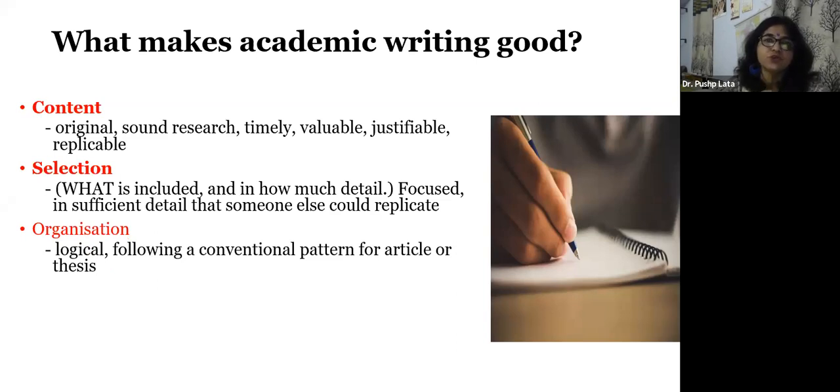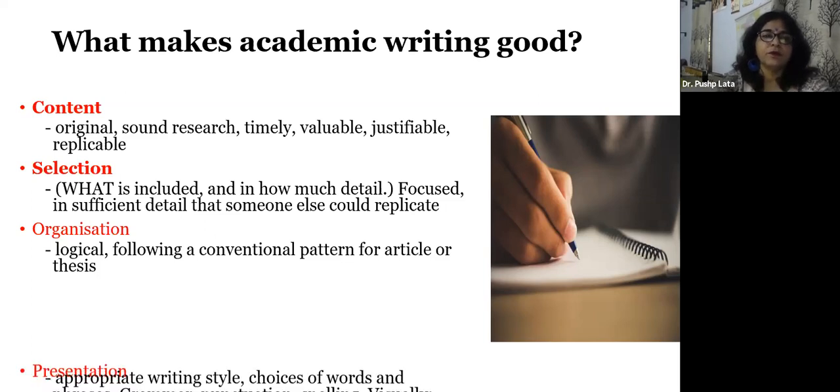Then organization. Your research paper should have a logical progression of the ideas. It should follow a conventional pattern of research paper writing or article writing, or if you are writing the thesis also. So organization has to be more structured, logical, and in the conventional form, because you're writing for the readers of that particular domain. If you have structured it well, it becomes easy and people can appreciate the way you have developed it.